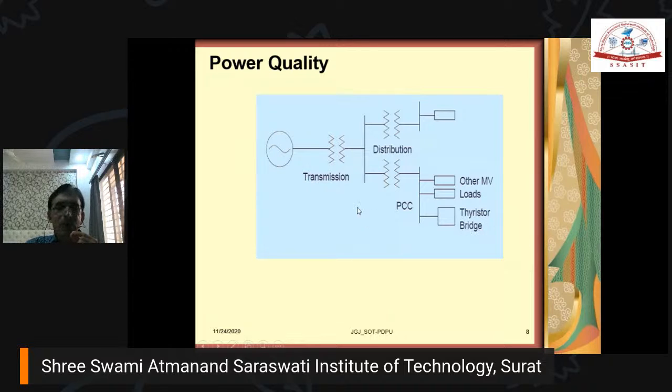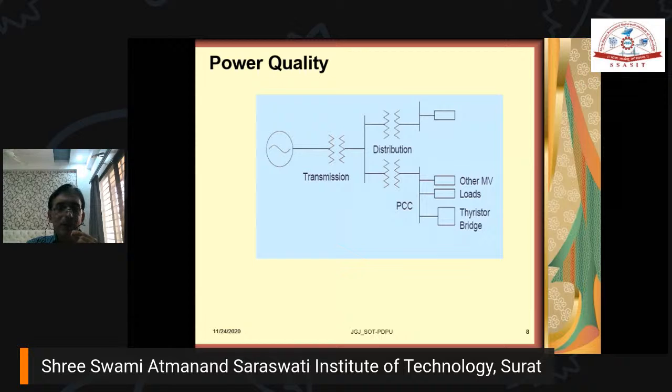Now we have to define what the point of common coupling is. This is a term related to power quality. We can define the point of common coupling in three ways. The closest electrical point to the end user premises is called the point of common coupling.